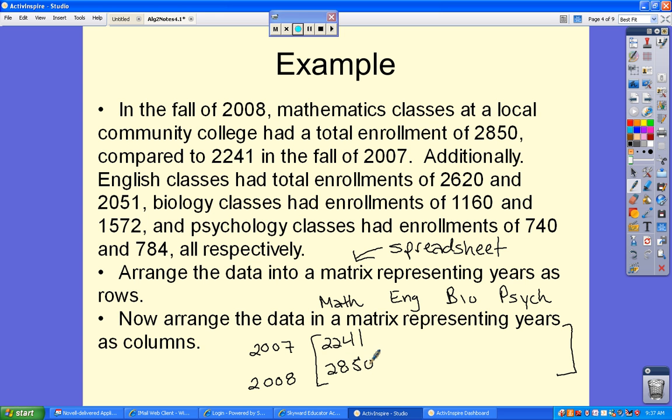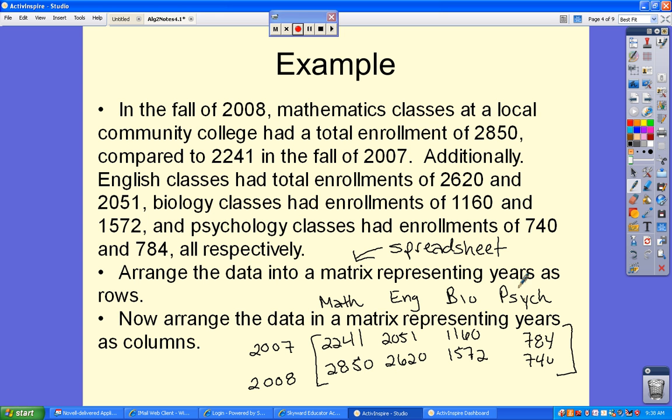Just filling in this table here. English, we had 2620. Are we going 2008 first, then 2007? So 2620 and 2051. Biology, 1572. 1160. 740. I think I have them wrong.